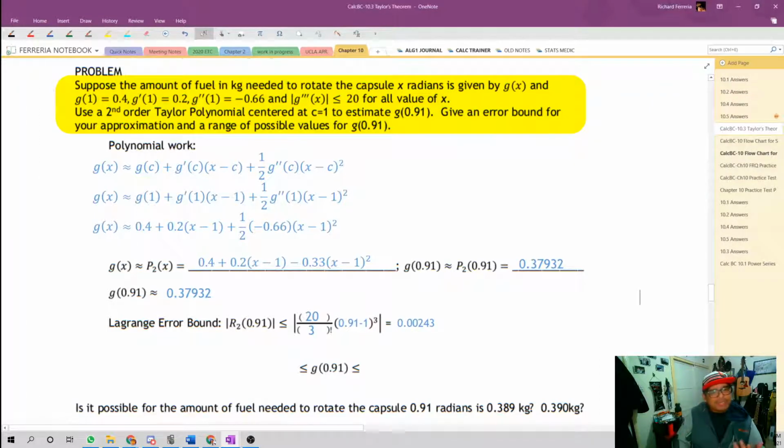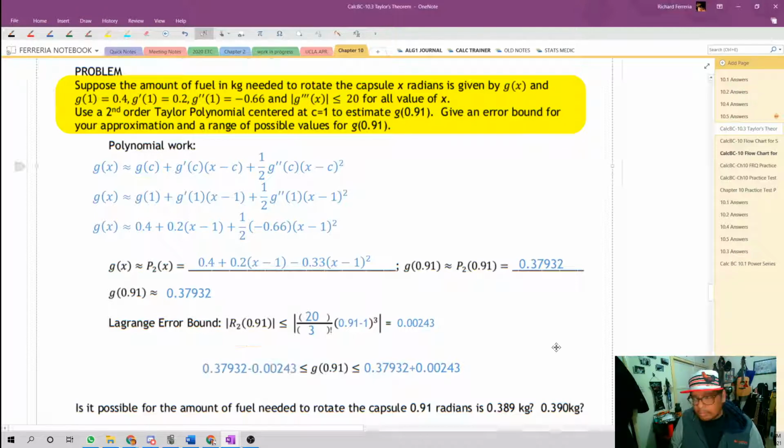And we get 0.00243. Now what that says to me is that my estimate is at most 0.00243 away from the actual value of g of 0.91. So g of 0.91 at most is going to be 0.37932 plus the error, which was 0.00243. And the smallest it could be is our estimate minus the error.